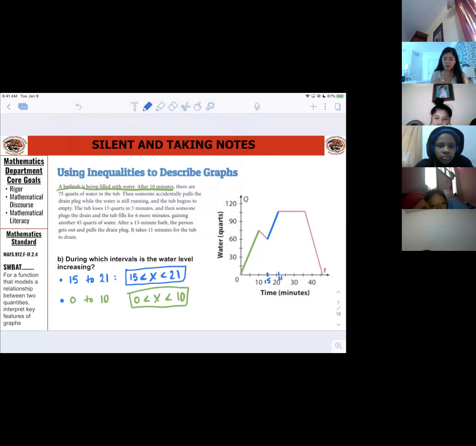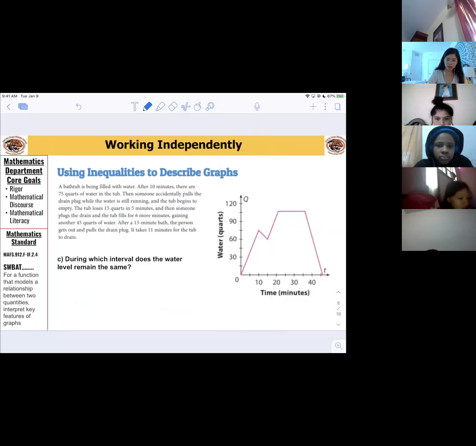Do I have any questions on how I wrote the inequality or how I found it on the graph? No? Okay, let's do one more. Now I want to know, during which interval does the water level remain the same? So where am I looking on my graph?